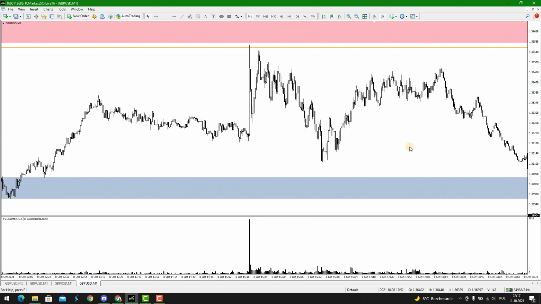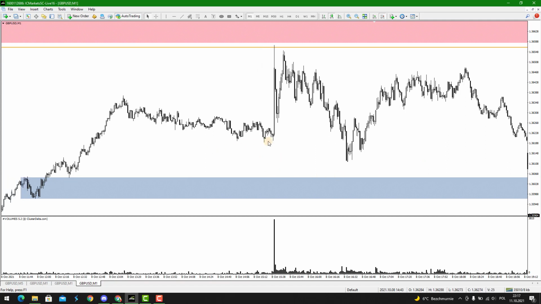I use the strong candle with imbalance, but not all of you are using the footprint chart. So another correct method, a technique, is to measure the broken support, for example, to the end of the liquidity grab. A bit different, but it's working as well.